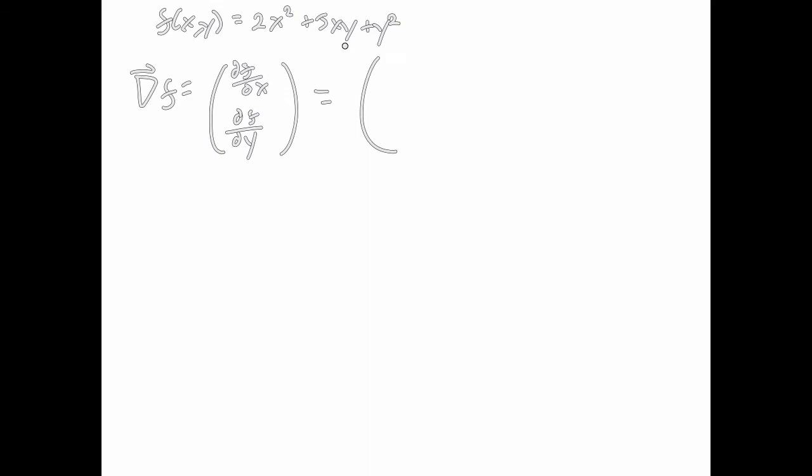So the first one, x appears in two places. The first term, this derivative is 4x. The second term, the derivative is 5y. And then y appears in two places. The first one is 5x. And the second is 2y. And that's our whole gradient right there.